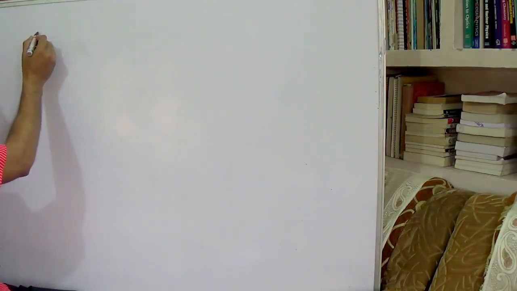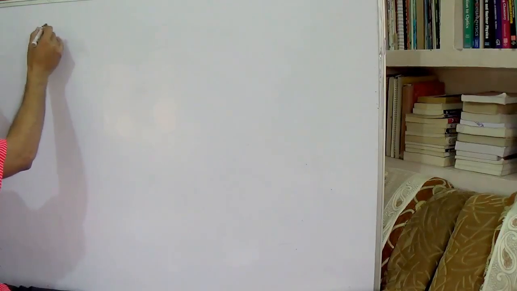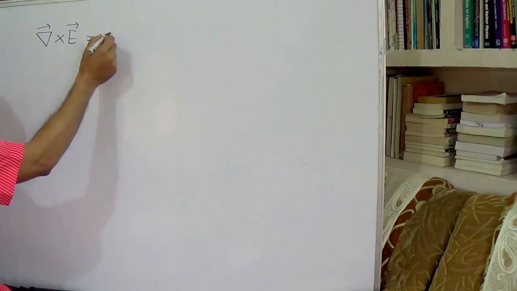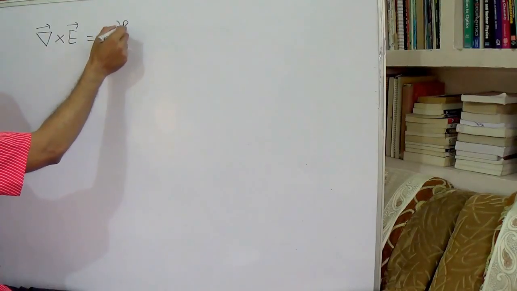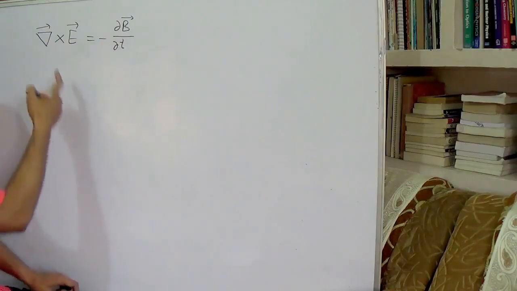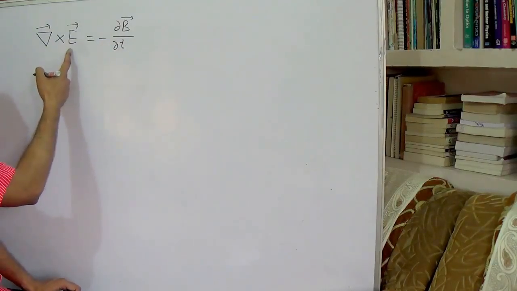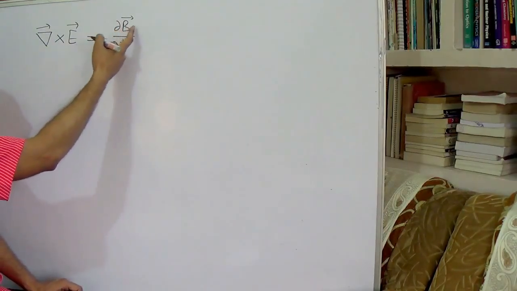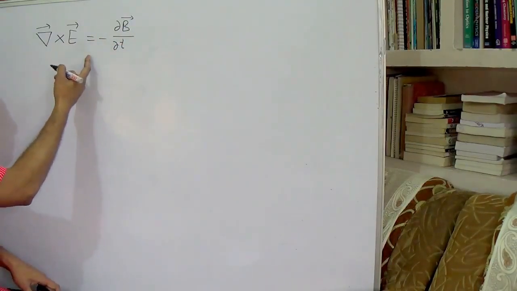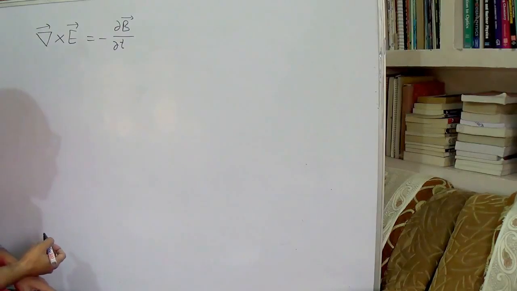First I am using the Maxwell equation, which is defined by del cross E is equal to minus del B upon del t. This is the curl of the electric field, and this is the time-varying magnetic field. So this is the differential form of Faraday's law.